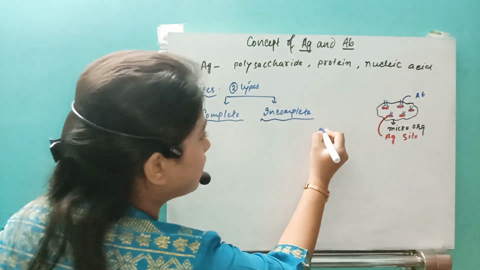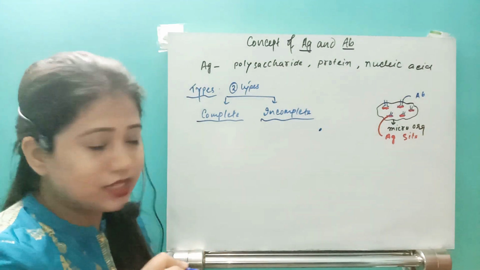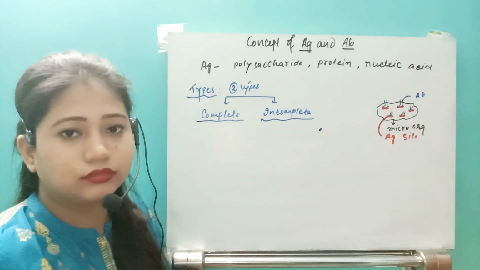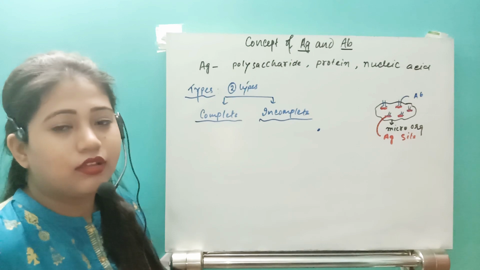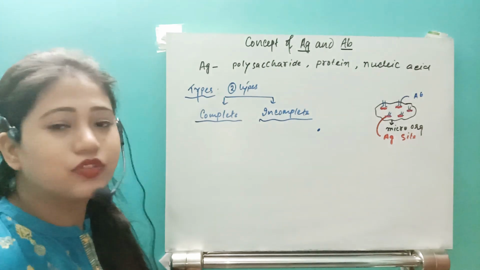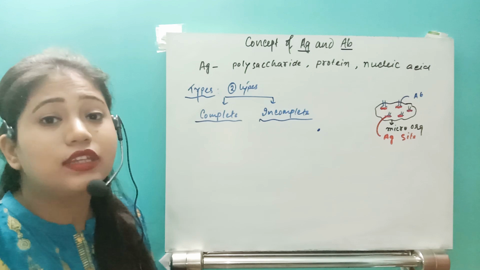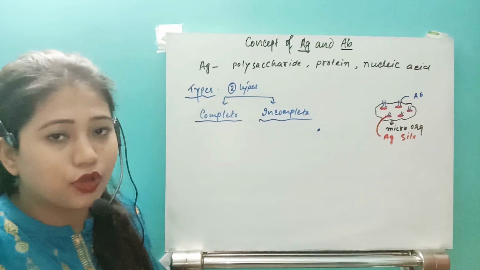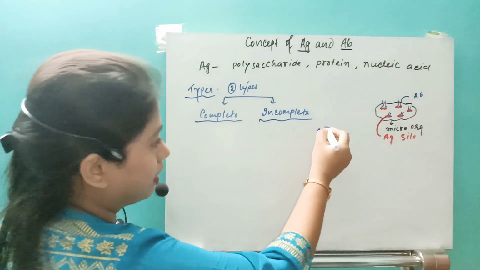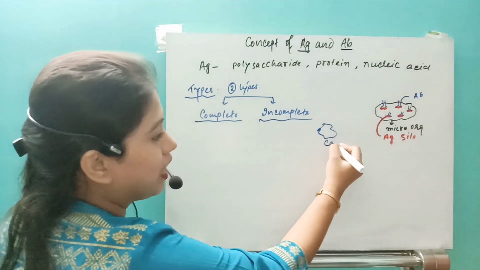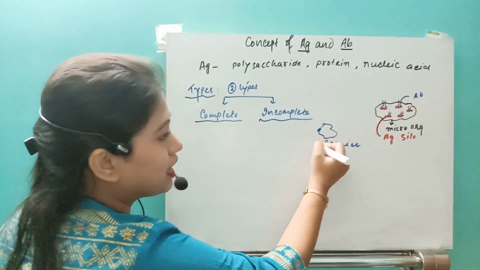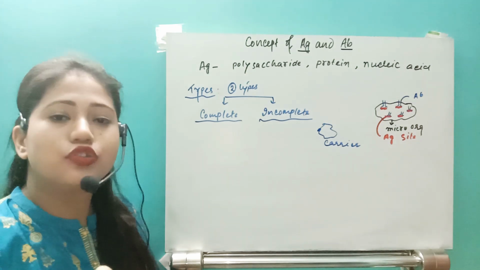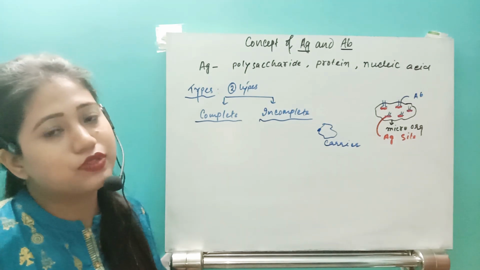Okay, suppose this is the incomplete antigen, right? Directly it cannot. So those incomplete antigens, whenever they enter inside our body, cannot induce our immune system to produce the antibody. Rather, it attaches with some other particles, suppose a carrier particle, and only whenever this incomplete antigen attaches with the carrier particle, it is capable to induce our immune system to produce the antibody.